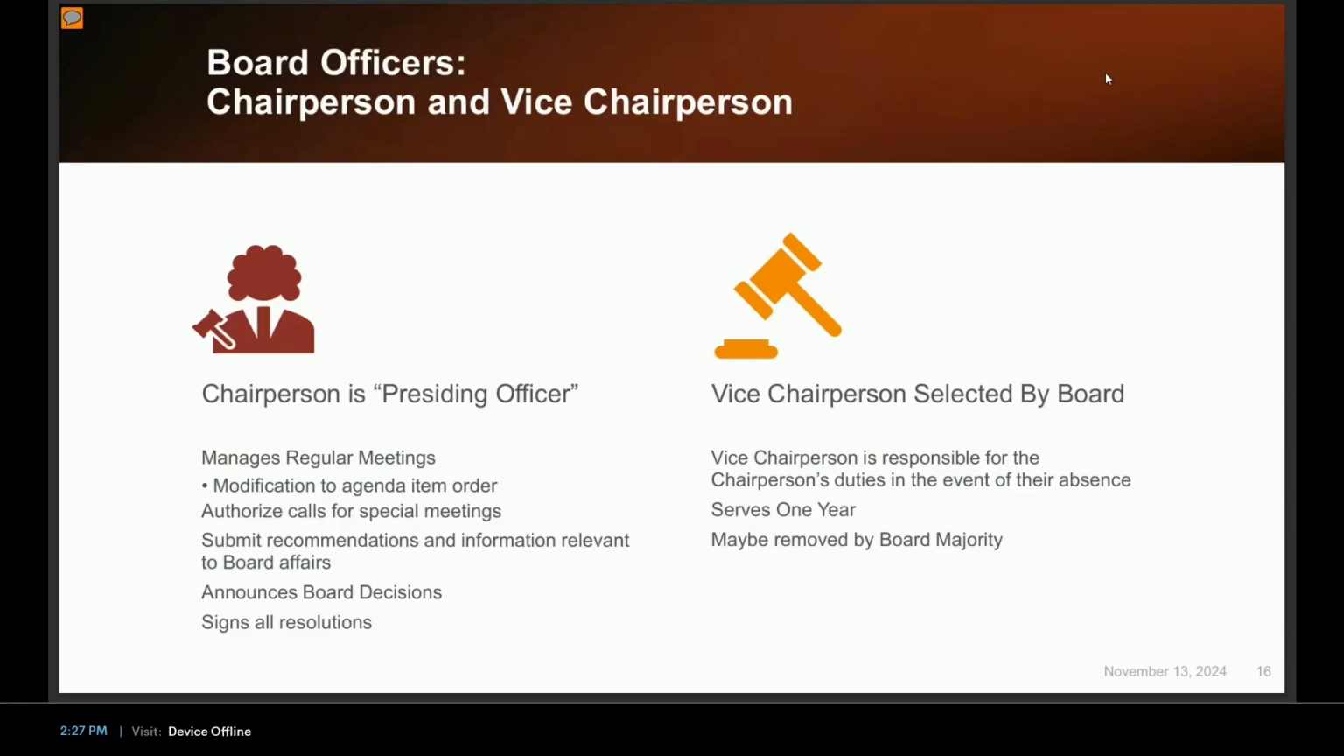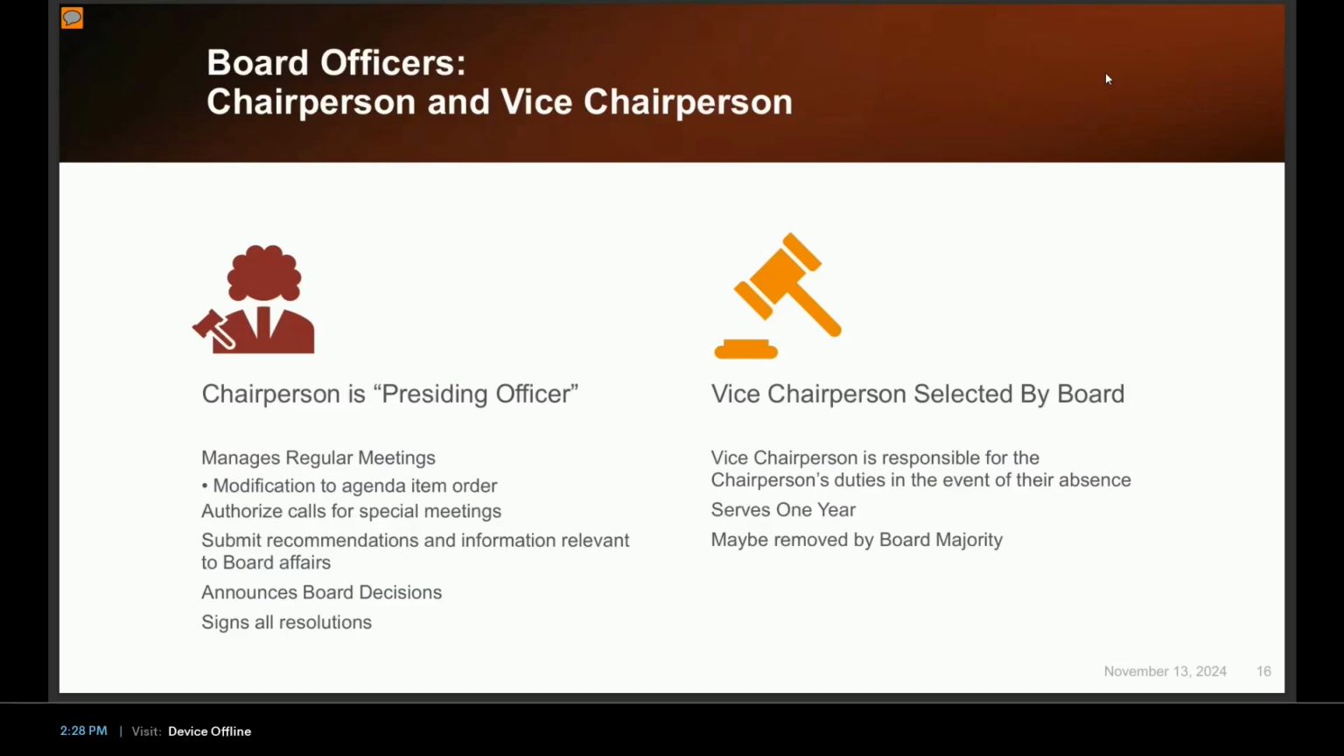They are dealing with and approving the notifications of the items, and authorizing any special meetings. We'll talk about special meetings versus your standard regular meeting. They also submit recommendations and information relevant to board affairs. At the conclusion of a hearing or dialogue, the chair typically announces the decision of the board based upon the respective votes, and executes all formal documents and signs resolutions, unless the resolution authorizes a staff member to sign something specific.